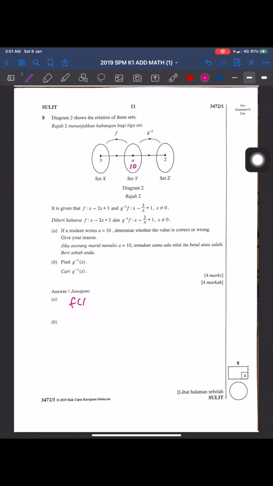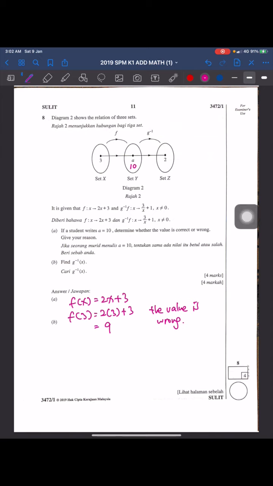So kita ada f(x) equals to 2x plus 3. Di sini x kita 3 kan? So kita cuma masukkan f(3). 2 darab 3, 6 tambah 3, 9. Kita tengok sini 9, tapi dia kata sini 10. So betul ke salah? Salah lah, sebab 9 tak sama dengan 10 kan? So kita boleh katakan the value is wrong, sebab sini kita dah tunjukkan pengiraan untuk membuktikan yang value itu salah.